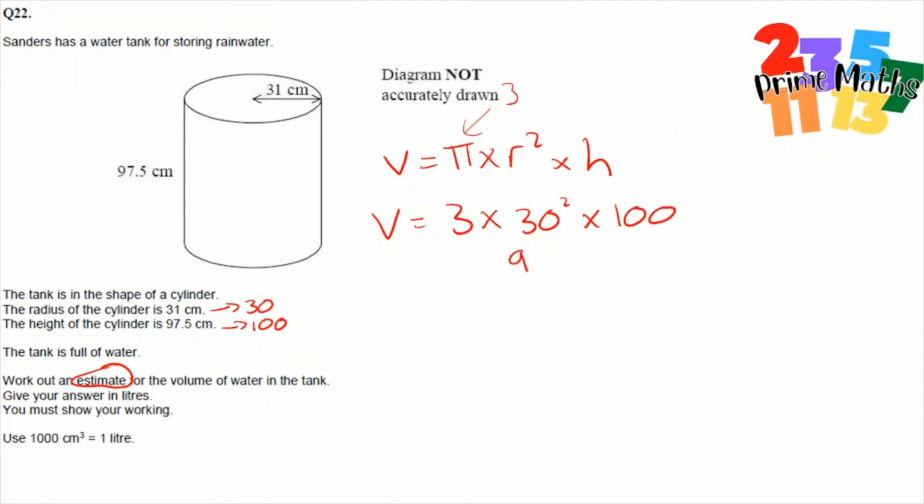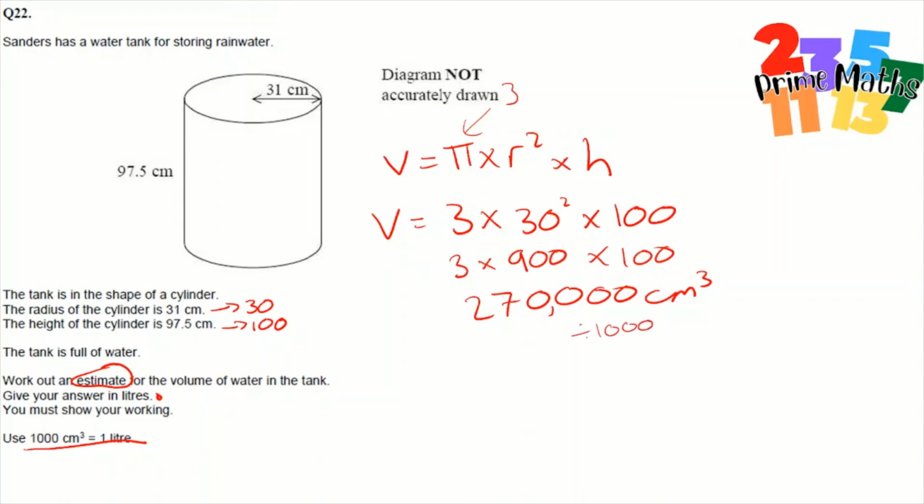30 squared is 900, times 3, times 100 gives us 270,000 centimetres cubed. It wants the answer in litres, and we've been told that 1,000 centimetres cubed is a litre, so if we divide this by 1,000, we're left with 270 litres.